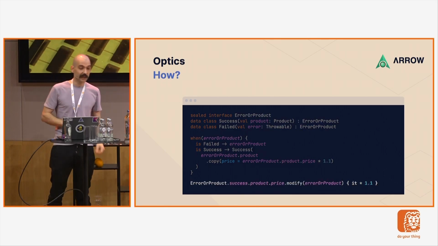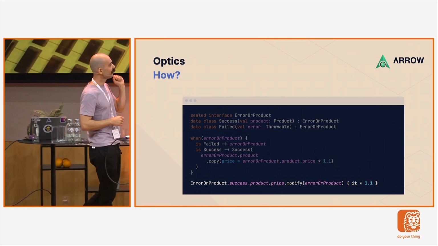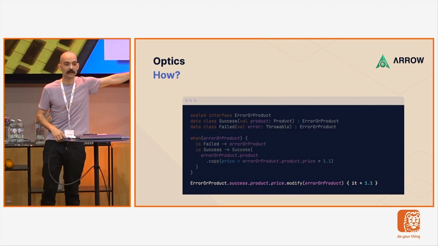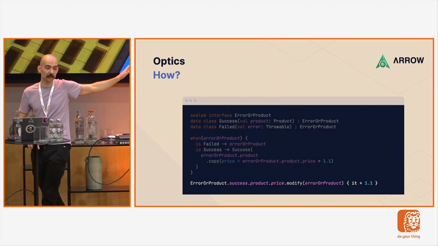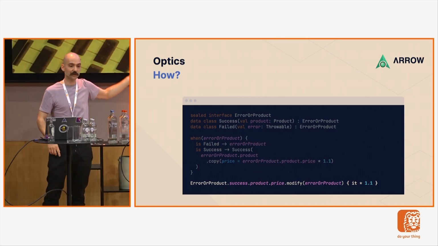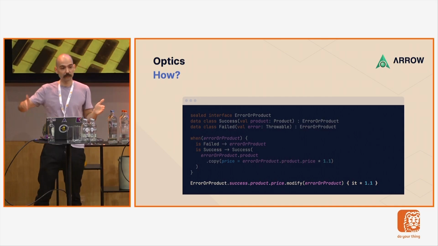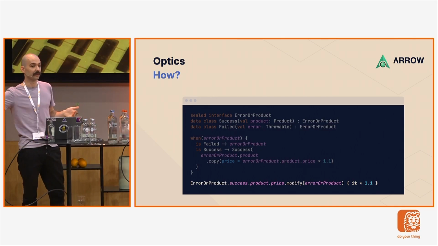But we can solve this again with a simple DSL. So here we have a DSL that says, okay, I'm going to dig, this time not into a value, but into a type, right? So we go from the error or product type into the success type. And then from the success type, we go into its product. We go from the product into its price. And we again use that path to modify a value given a function, right?